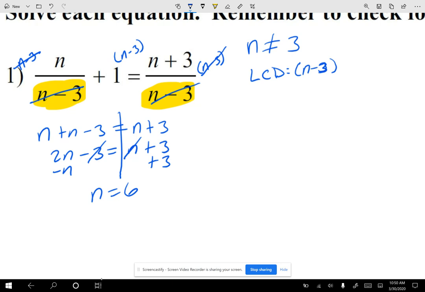I check on my list of the values that I said I could not accept, just to make sure my 6 is not there, which is not. So in this case, I can accept it. N is equal to 6. Whenever you guys type it, I just expect the number 6.